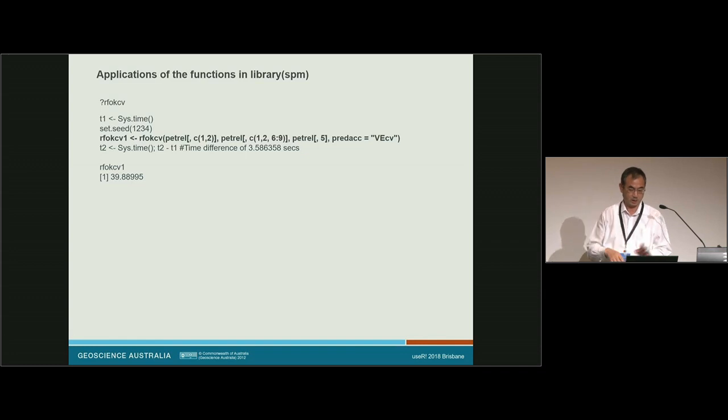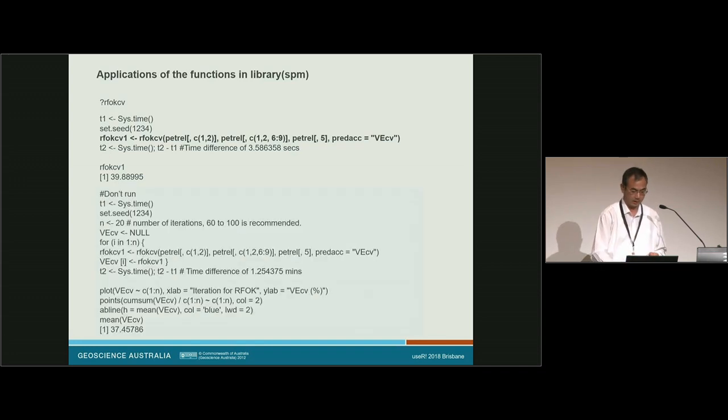And here we say pred-ACC, that is predicted accuracy, we use the CV, okay? And you can see for the same data, we have 39% accuracy. That is increased from 18% to that. And so if we repeat that many times, you'll get an average of 37%.